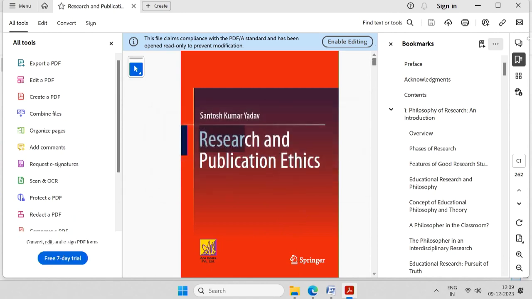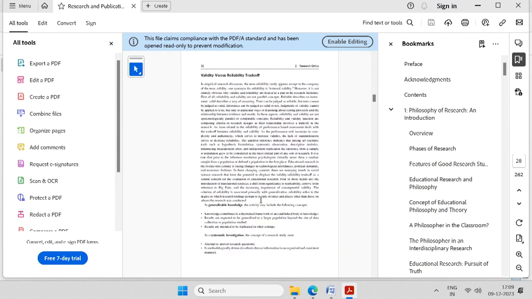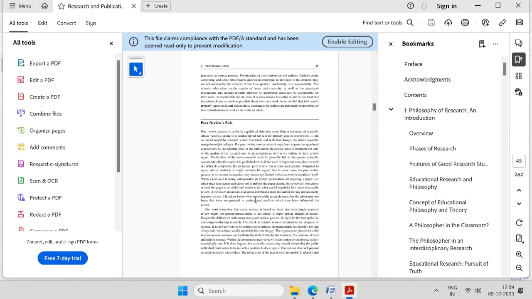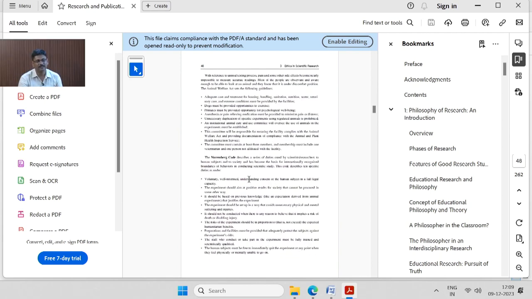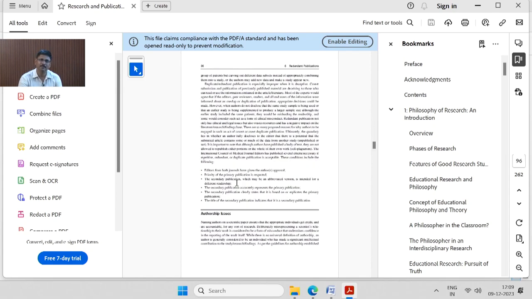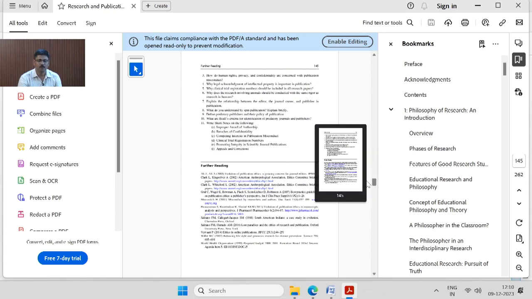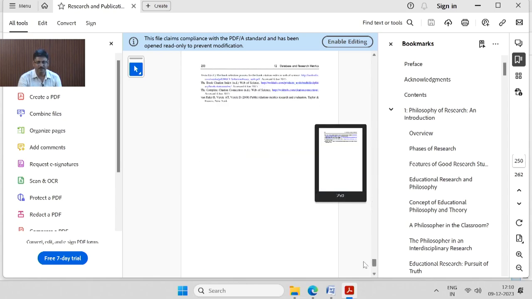If you can get hold of this book and go through it, it will give you a detailed understanding of various concepts from philosophy to publication misconduct to scholarly publishing. He has tried to cover almost all topics which are there in research and publication ethics. Definitely it will help you to understand these topics.